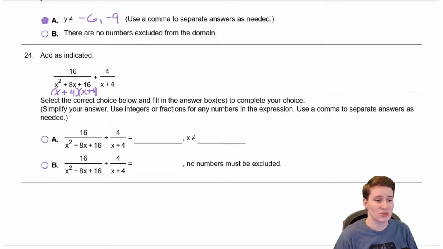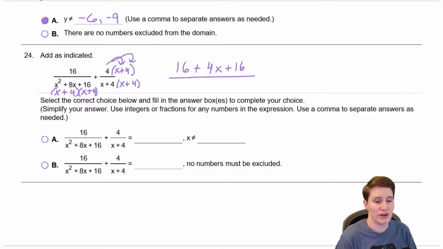So x squared plus 8x plus 16 is x plus 4 times x plus 4, which means that I can multiply the second fraction by x plus 4 on top and bottom, and now I will have common denominators. So that does require us to distribute this 4, and all of this is going to be on the top of our fraction now. And on the bottom we'll have x plus 4 times x plus 4, which we could write as x plus 4 squared. And if we would want to add the 16s together and get 32.